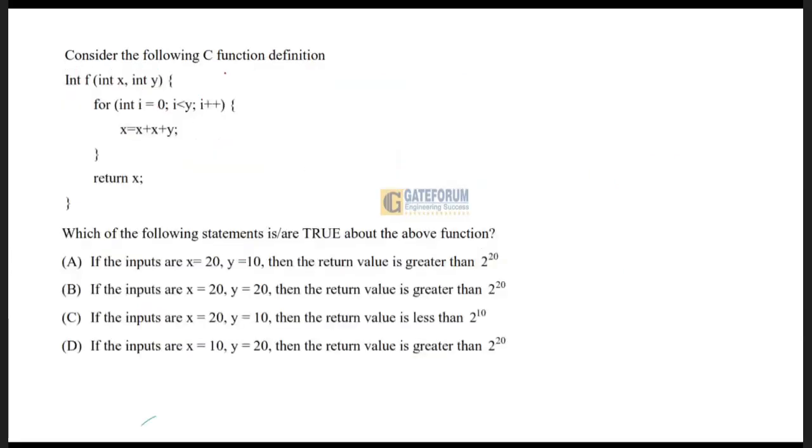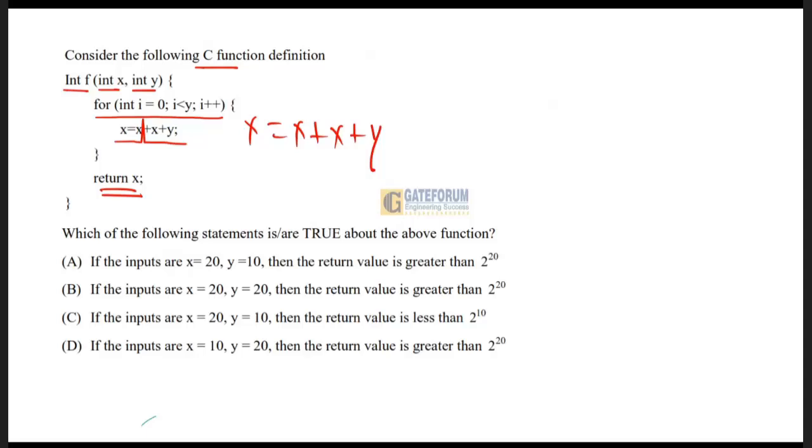The following question was asked from programming in C for 2 marks. It is a 2 mark question. The question is based on the concept of functions under programming in C, and the question is like this: int function, and there are two parameters, int x comma int y. We have a for loop associated with it: int i equal to 0, i less than y, i plus plus, and x equal to x plus y, and thereafter return x.